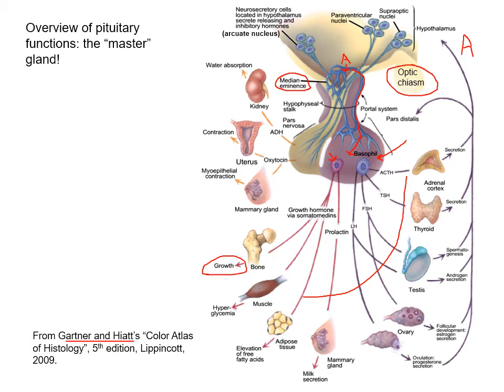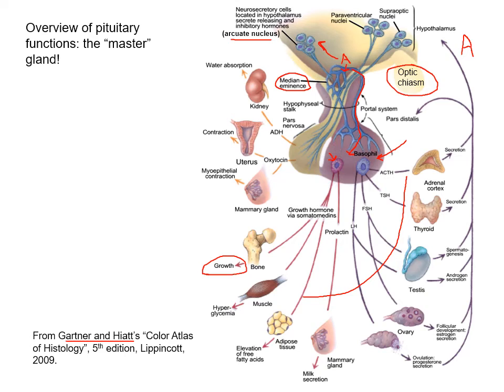You can also see, so here, okay, they put the arcuate nucleus, I put it right above the median eminence, but it's actually shown right here, and I wrote it, arcuate nucleus, neurosecretory cells secreting releasing or inhibitory hormones. So that's what's shown there.